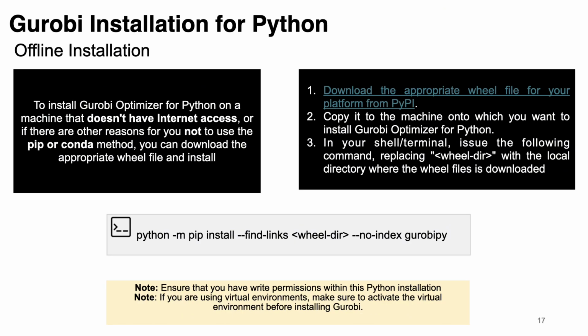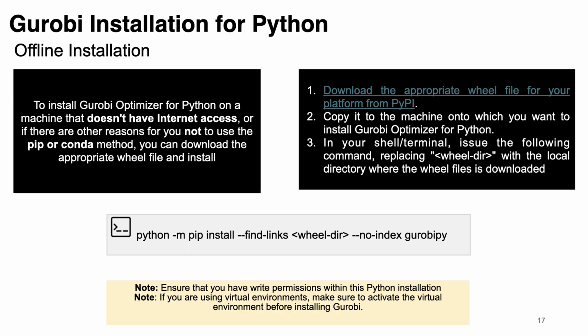In some professional or high-security environments, you might not have direct internet access on your computing machine. In these cases, you can perform an offline installation using a wheel file. The process involves 3 steps. First, download the appropriate wheel file for your specific platform from the PyPI website on a machine with internet. Second, copy that file over to your offline machine.